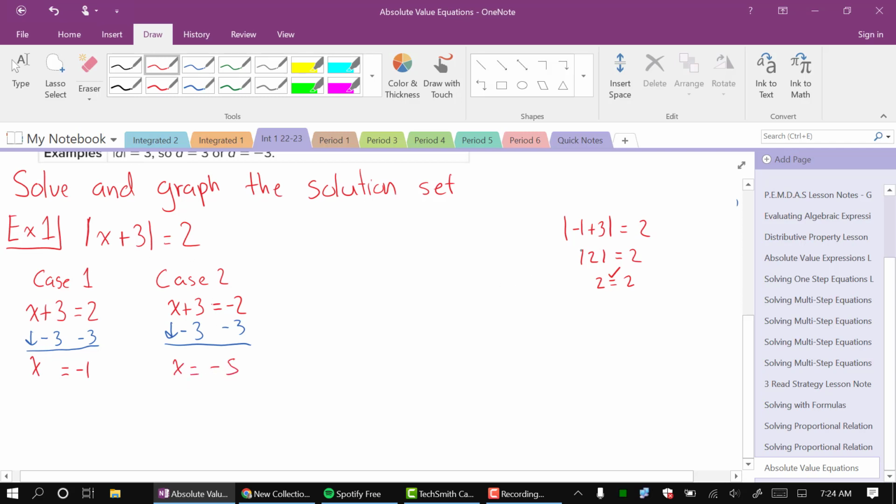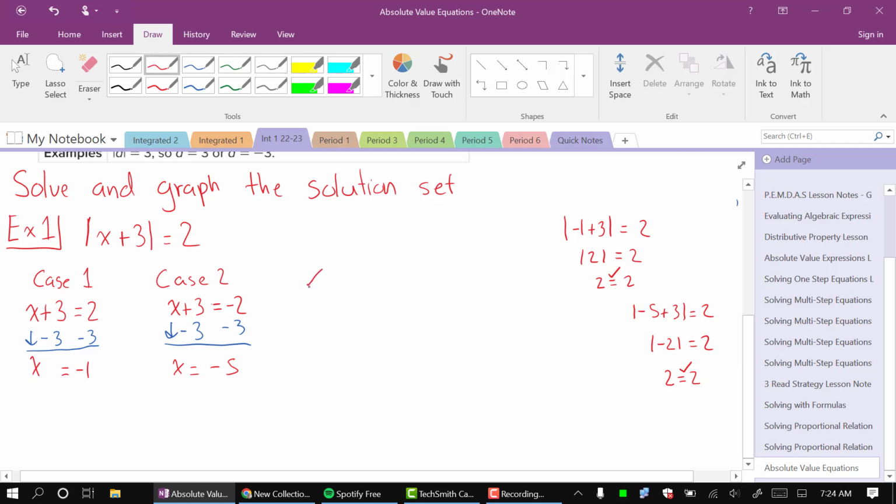Again, plug it in and check it. Negative 5 plus 3, will that give me 2? Well, negative 5 plus 3 is negative 2. The distance negative 2 is from 0 is 2 spaces. It also checks out. So here's the big idea behind these.